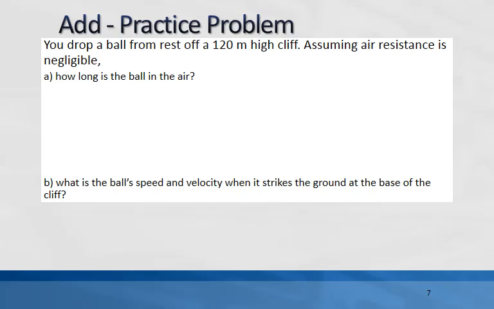All right, so how about for this one? We drop a ball from rest off a 120-meter high cliff. Assuming air resistance is negligible, A, how long is the ball in the air? And then B, what is the ball's speed and velocity when it strikes the ground? So go ahead and pause the clip and do this one. When you're ready to check, you can hit play to continue.